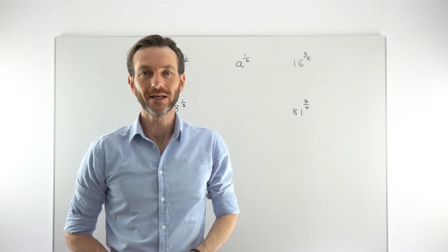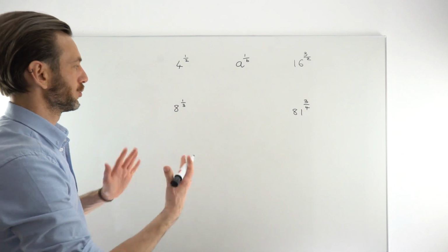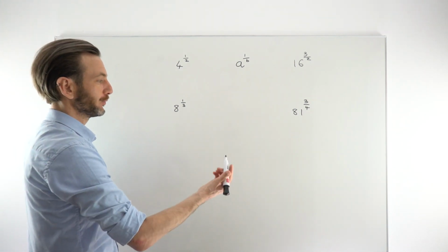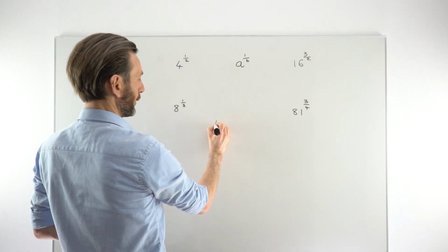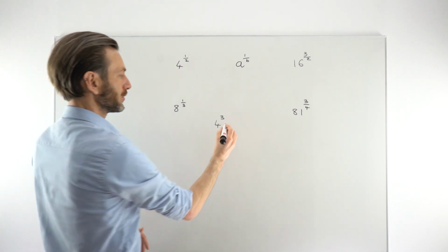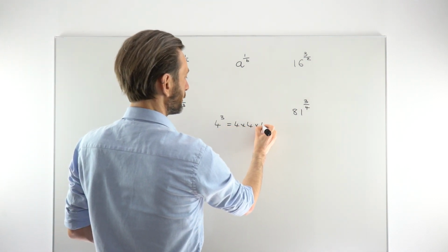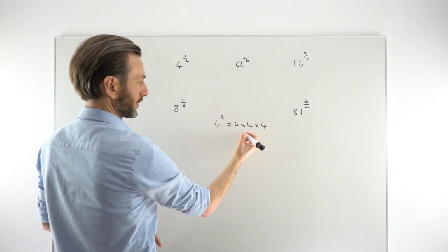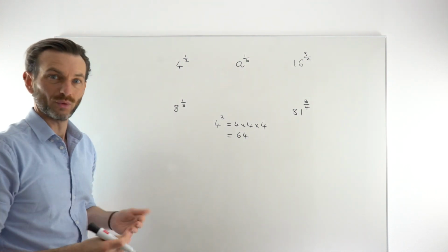In this class, we're going to take a look at how you deal with fractional powers. A power normally tells us how many times to multiply a number to itself. For example, 4 to the power of 3 just means 4 times 4 times 4. In other words, we multiply 4 to itself 3 times, and then we could process that. That's 16 times 4 again, which is 64. So that's how we're used to working with powers.